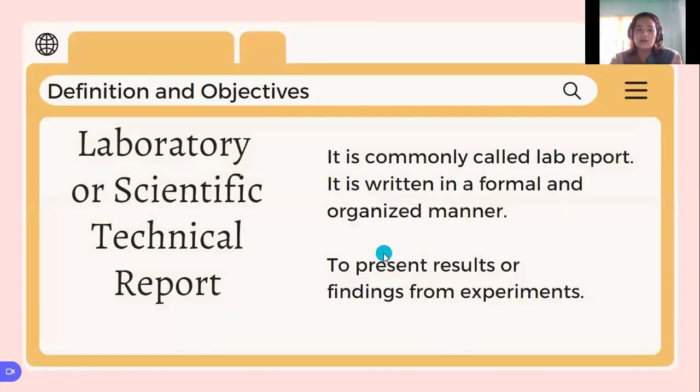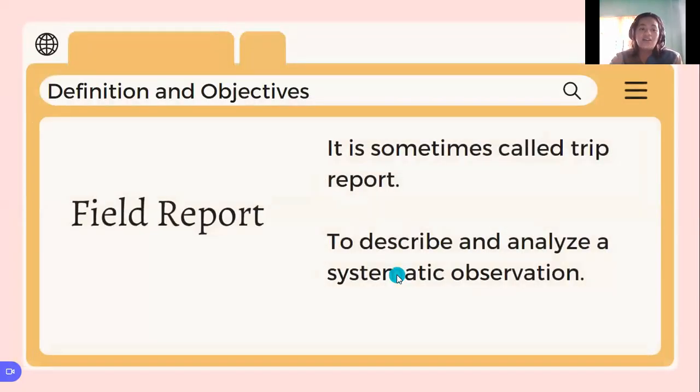Now, the next one is called laboratory or scientific technical report. This is commonly called lab report. It is written in a formal and organized manner. They make use of tables, charts, and the like. So they present results or findings from experiments, specifically because these are from laboratory or scientific reports. And so the things that they have found out from the recent experiment are part of the laboratory or scientific technical report. We also have here the field report.